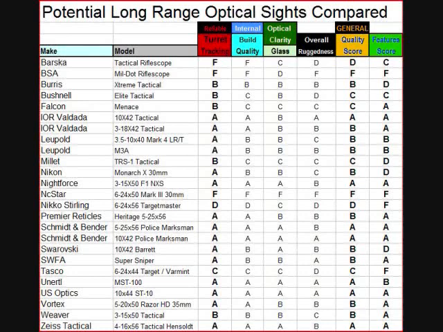So let's get started here. Let me look at my little sheet here. Okay, we've got potential long-range optical sights compared. Now, on this graph, you're going to notice that on the left-hand column going down, we've got different makes, and these are brand names here, and I've got them in alphabetical order.